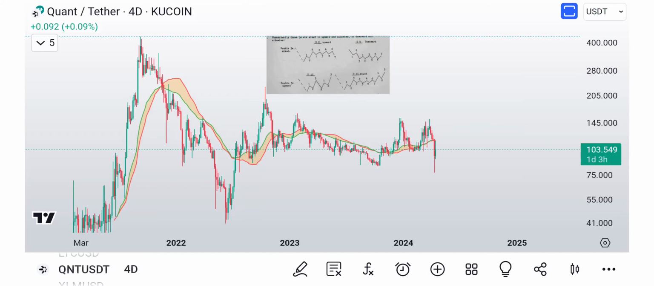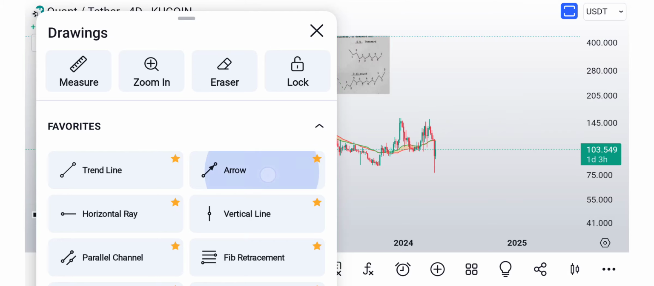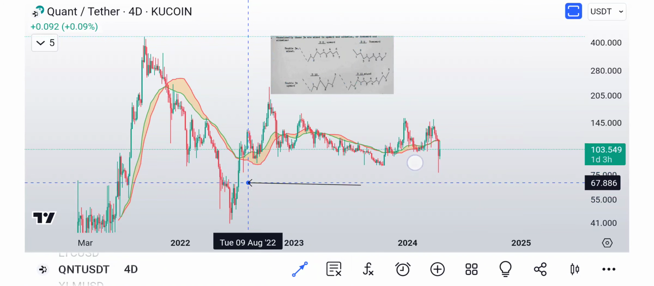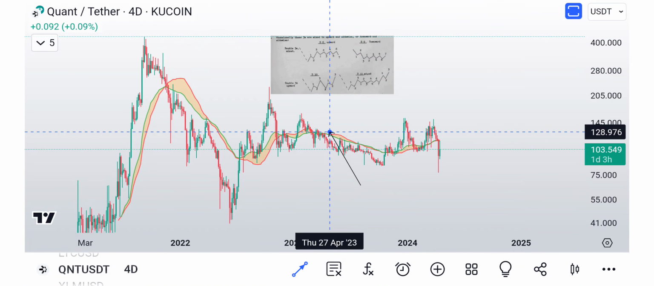Hey, what's up, everybody? Looking at QNT, what is it doing? What is all of this? It looks like a big sloppy mess, but we're going to try to make sense of it. To me, it's looking like some type of double three pattern.